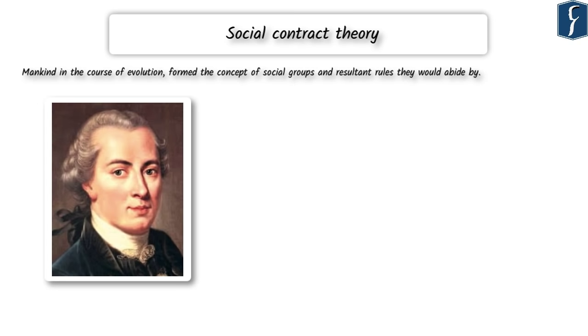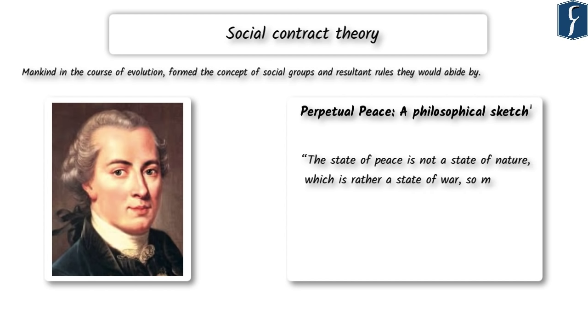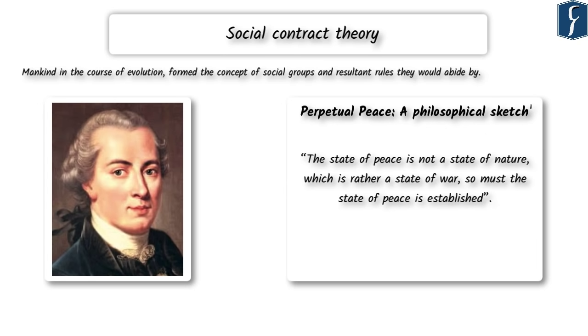Immanuel Kant has written in his work Perpetual Peace, a Philosophical Sketch. He says, the state of peace is not the state of nature, which is rather a state of war. So must the state of peace is established. Meaning naturally the state of peace will not be established, you'll have to make some effort to make it happen.